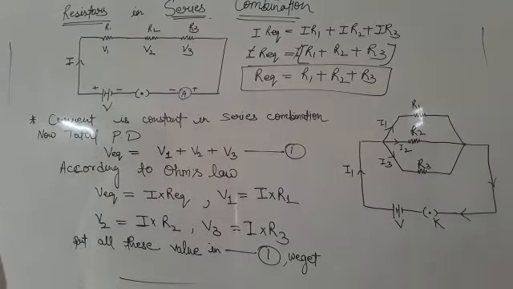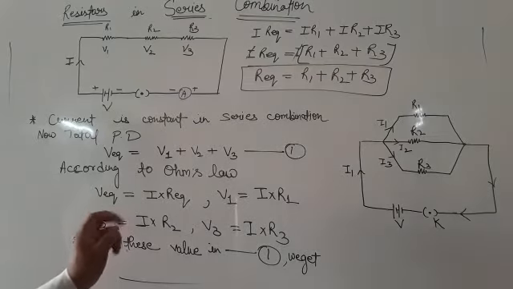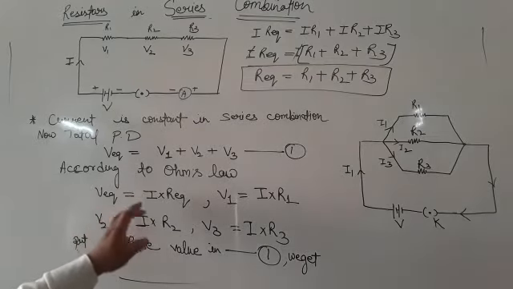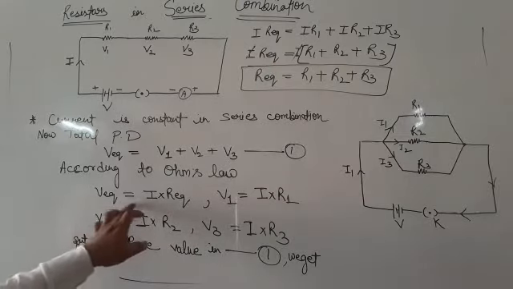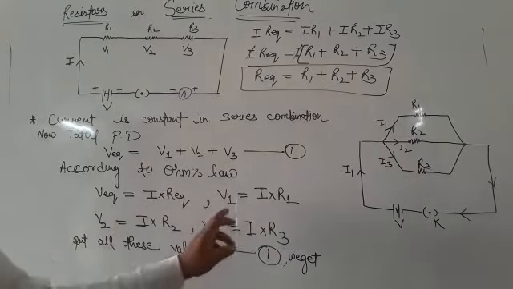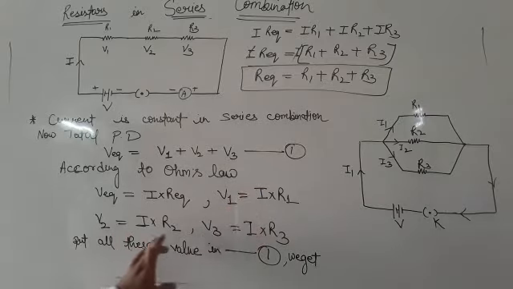Now according to Ohm's law, the potential difference is equal to current multiplied by resistance. So V equivalent is equal to I into R equivalent, V1 is equal to IR1, V2 is equal to IR2, V3 is equal to IR3.